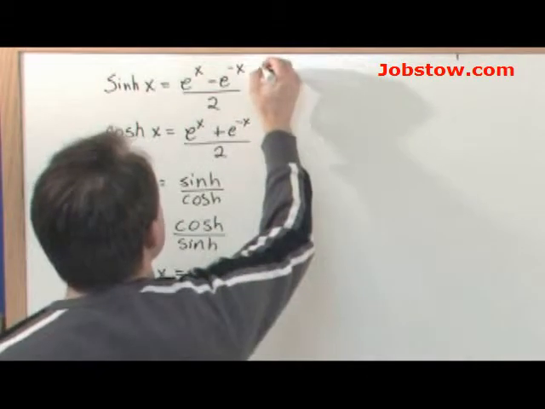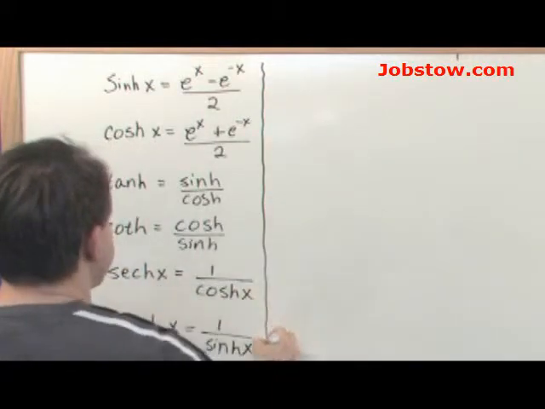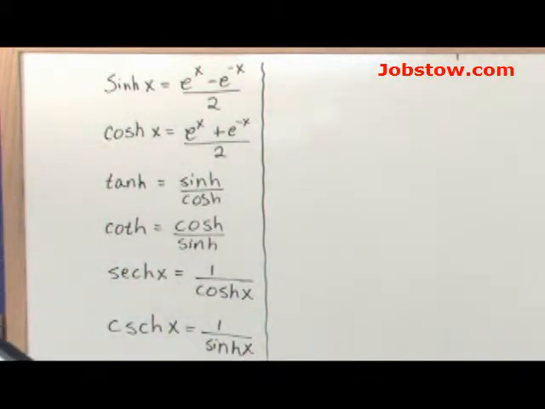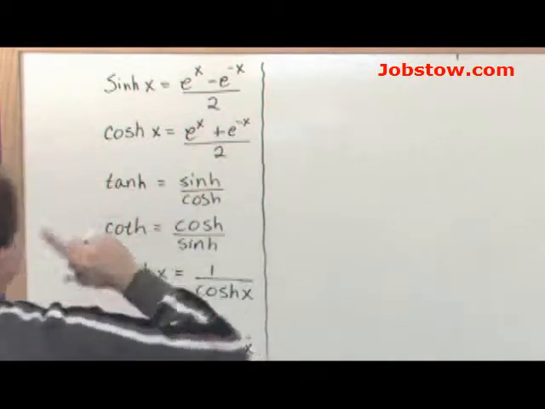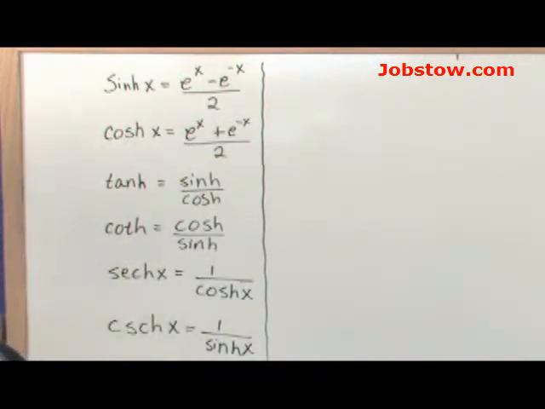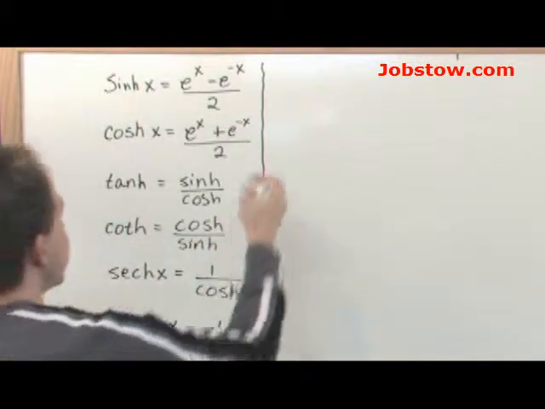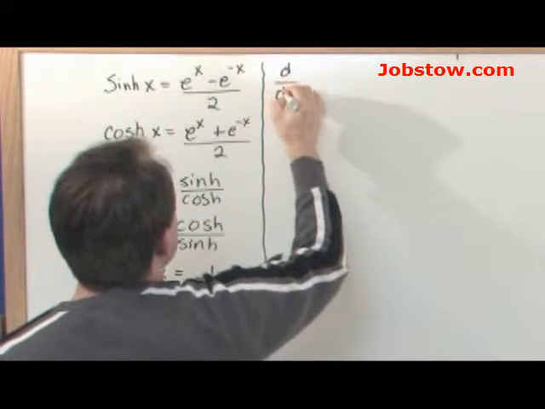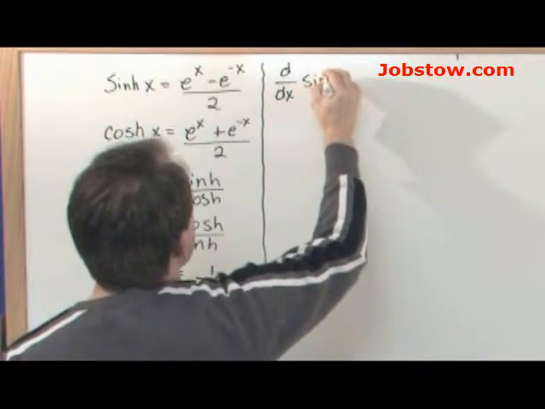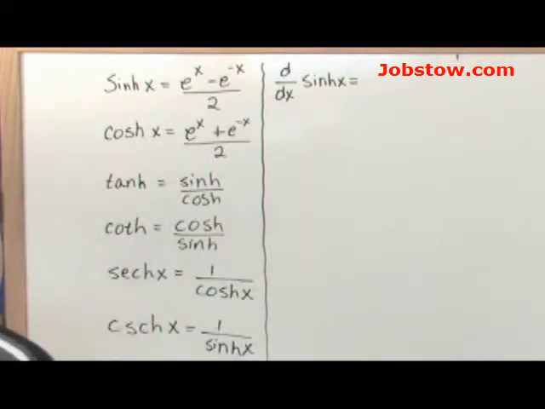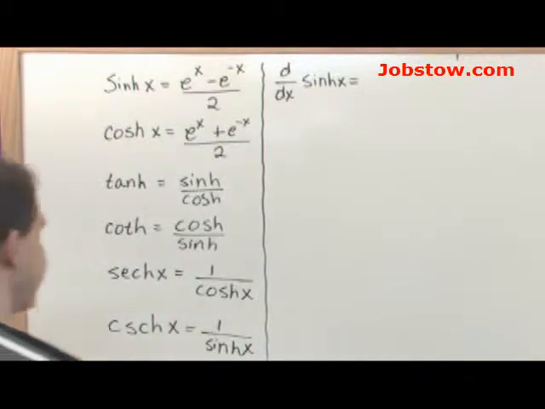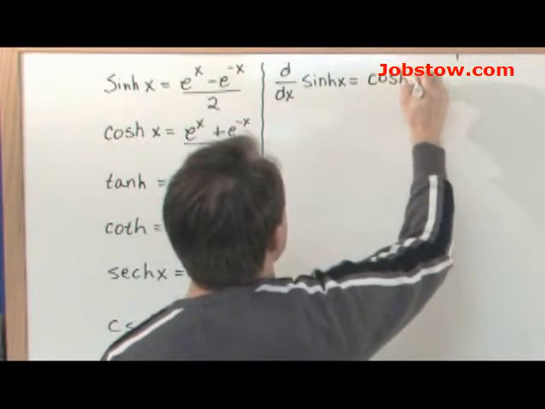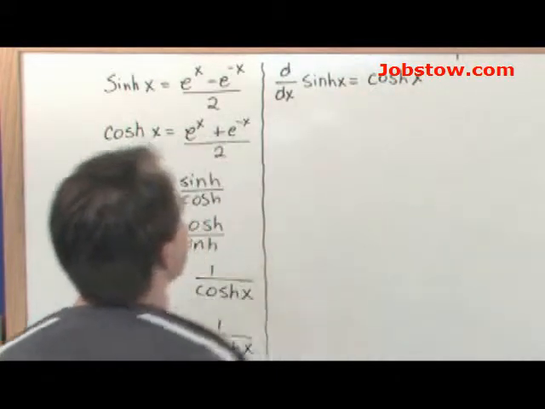Now we're going to leave these on the board and talk about the derivatives of these functions. It turns out that they're very similar to the trig counterparts, and that's why it's so convenient to call them hyperbolic sine, hyperbolic cosine. So, for instance, the derivative with respect to x of the hyperbolic sine of x, what do you think it would equal? The derivative of the regular sine function is cosine, and in this case it's the same thing. It's hyperbolic cosine of x. The derivative of hyperbolic sine is the hyperbolic cosine function.